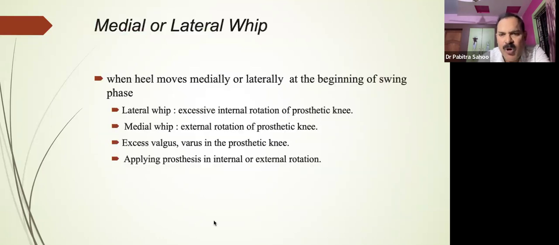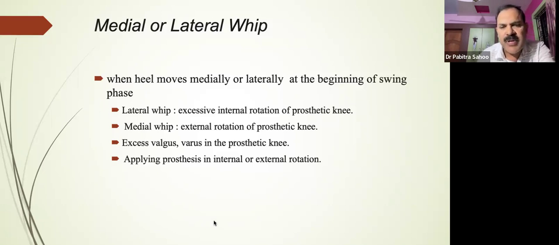Medial whip or lateral whip, I have not shown the picture, but the thing is that here the lateral whip, medial whip means the patient moves his limb with either prosthetic internal rotation or prosthetic external rotation. So that is seen in case of excessive internal rotation of the prosthetic knee, or excessive external rotation of the prosthesis in medial whip. So this excessive rotation at the knee joint level, even at the socket and stump interface, will give rise to a medial or lateral whip. Patient moves forward with either internal rotation prosthesis or external rotation prosthesis.